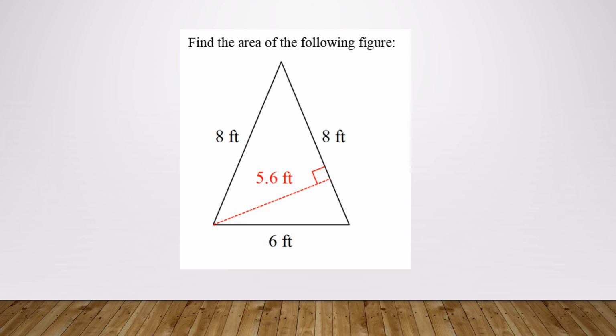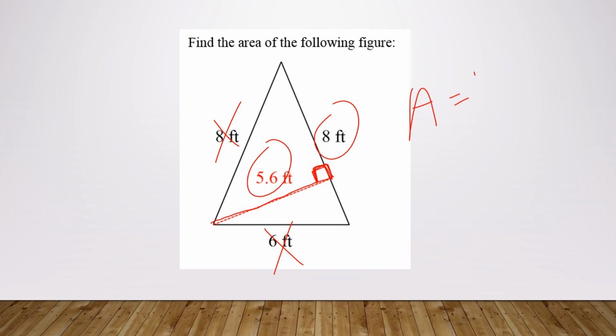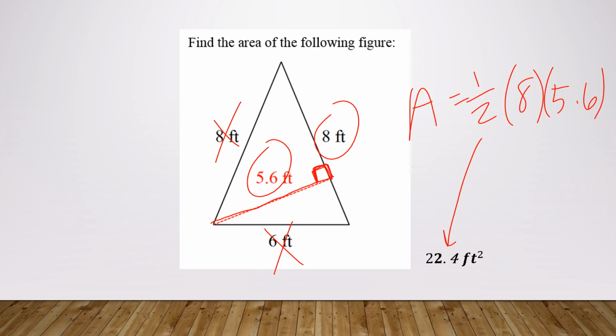Number 10, okay, a lot of you guys had a hard time with this one. The height, again, is always perpendicular with the base. So the only two values that you are using is this. You're not using this or this. The area is 1/2 base times height. Plug it into your calculator and you get 22.4 feet squared.